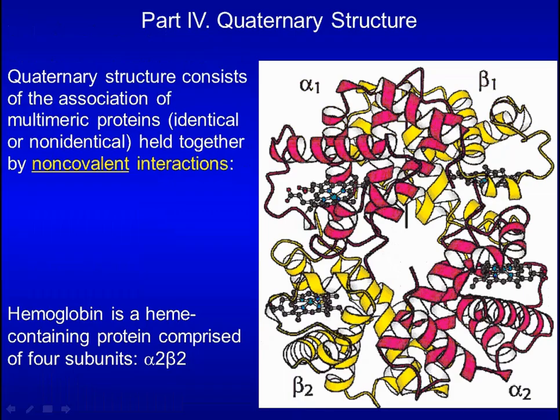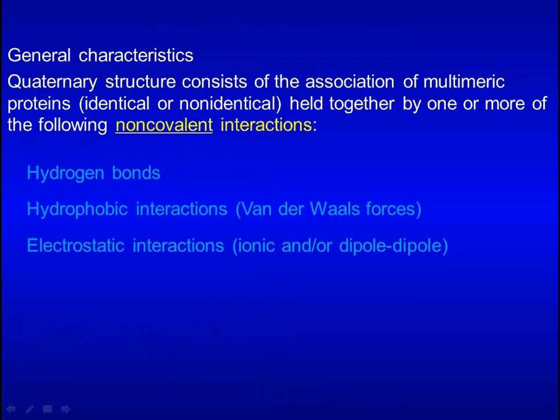Now, let's switch to quaternary structure. Quaternary structure consists of association of multiple polypeptides by non-covalent interactions. Here is an example of quaternary structure, and this is hemoglobin. It is made up of 4 polypeptides, 2 alpha subunits, and 2 beta subunits.